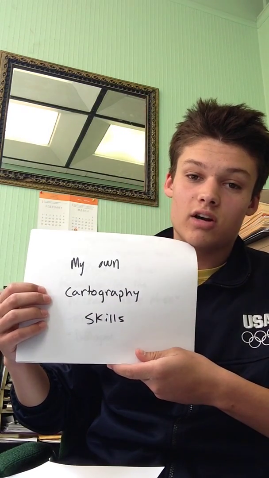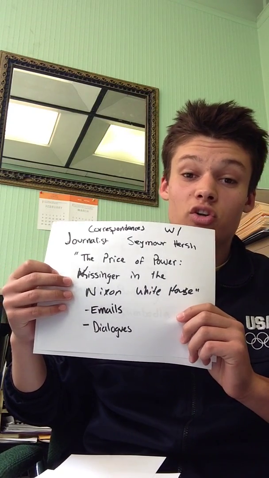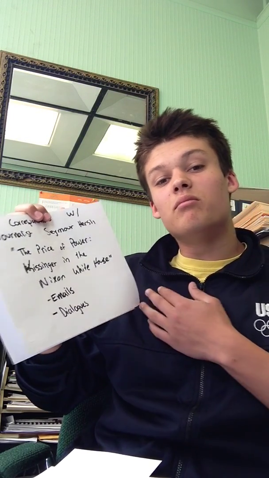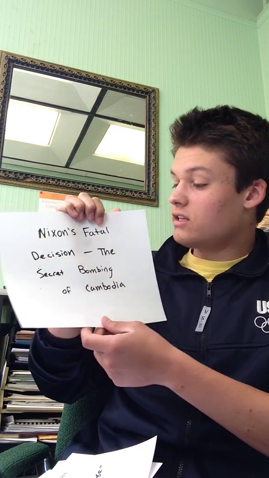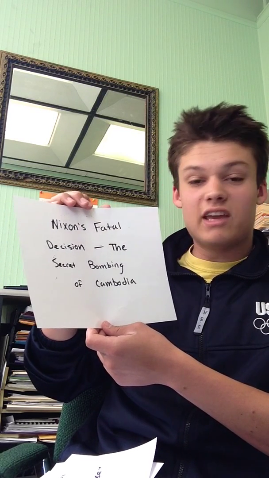Now for the credits. Here, we have our sources. First off, my own fabulous cartography skills. Secondly, correspondences with journalist Seymour Hersh, a family friend. His book, The Price of Power, Kissinger in the Nixon White House, gave me much information into this topic. I talked to him through emails as well as dialogues. And finally, an article online, Nixon's Fatal Decision, The Secret Bombing of Cambodia.